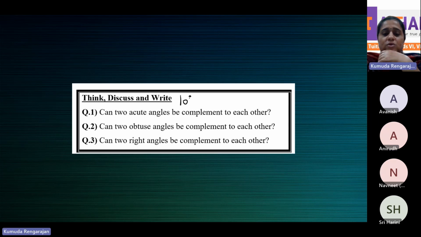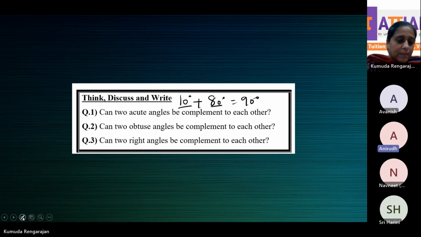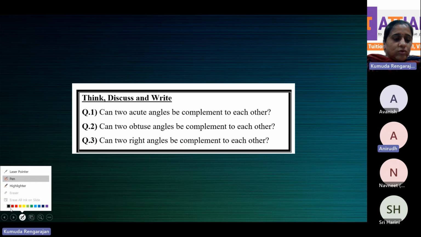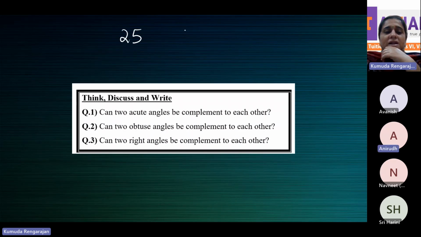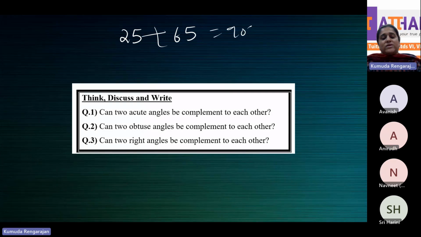Now, 10 degrees is an acute angle. 80 degrees is an acute angle. Their sum is 90 degrees. So, two acute angles can be complement to each other. Understood, ma'am. The question is, if you take two acute angles, can they be complementary angles? Yes, they can be. There are so many examples. Supposing there is one angle which is 25 degrees and another angle which is 65 degrees. Both of them are acute angles and their sum is 90 degrees. So yes, the answer for the first one is yes.